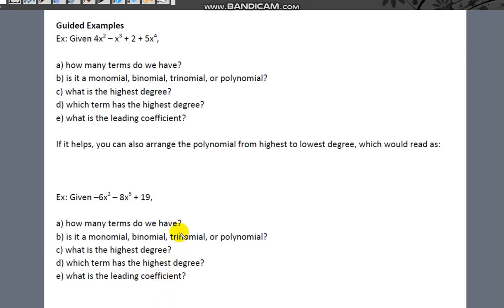All right. So let's try some guided examples. Now the terms are in a random order. Surprise. Okay. So let's go through this. How many terms do we have? We have 1, 2, 3, 4. We have 4 different terms. Is this a monomial, binomial, trinomial, or polynomial? This expression has 4 terms. 4 or more terms means this is going to be a polynomial.